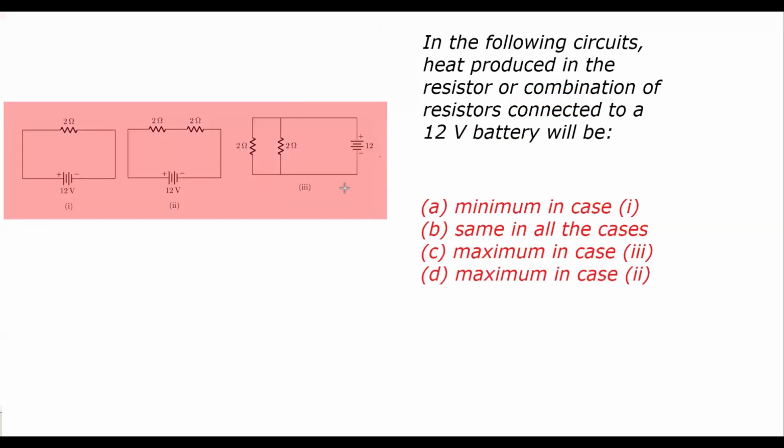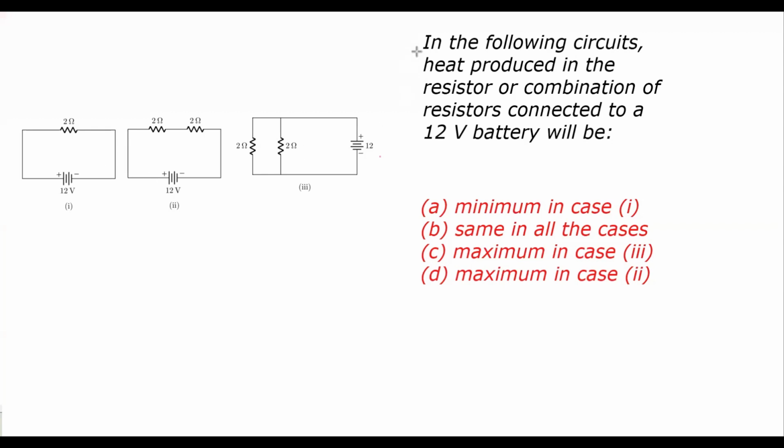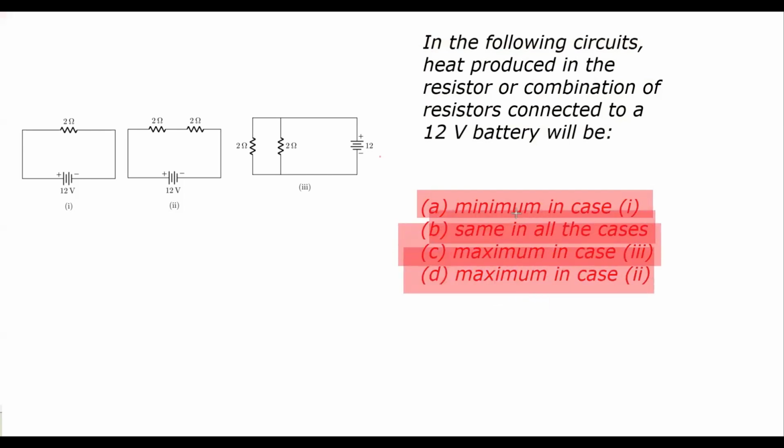In the next question, we are given three diagrams, and we are asked about the heat produced by the combination of resistors in this circuit. The options are minimum in A, same in all, maximum in 3, and maximum in 2.